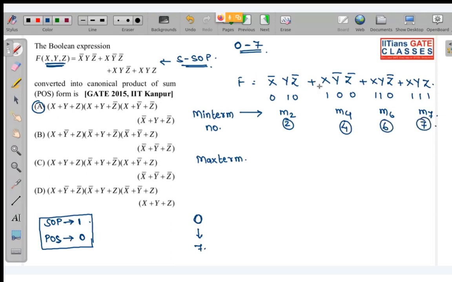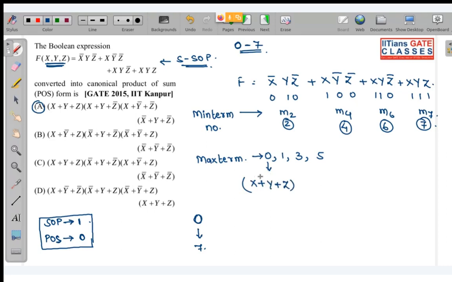So the remaining are your maxterms, as nothing is said about don't care. That is why the remaining terms are maxterms. So obviously 0, 1, 3, 5 are your maxterms. How do we write 0 in your POS form? In POS form, 0, 0, 0 corresponds to x plus y plus z.